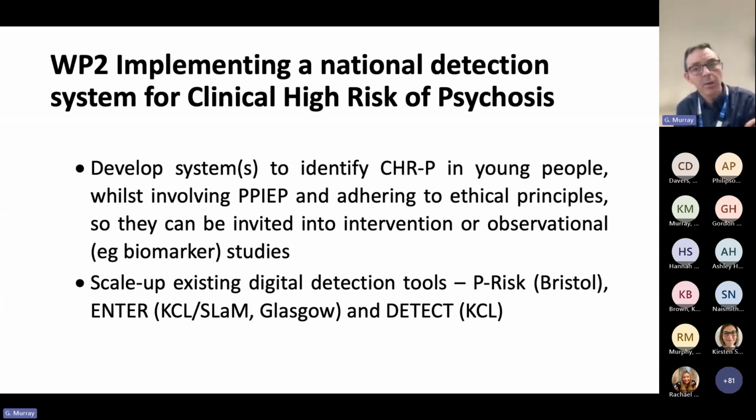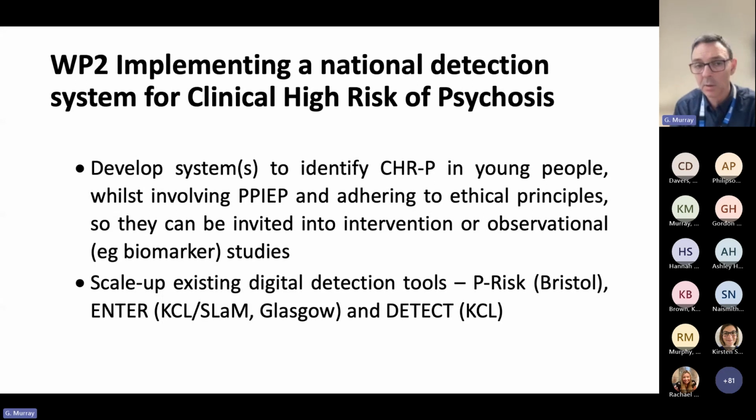In another work package, we're trying to implement a national detection system for people at clinical high risk of psychosis. It is not easy to identify people at high clinical risk of psychosis. There aren't many trials in this area, and it's difficult to get people into trials. I know there's some important work already going on in Scotland, a collaboration between Glasgow and King's in terms of digital detection tools, the Enter detection tool.